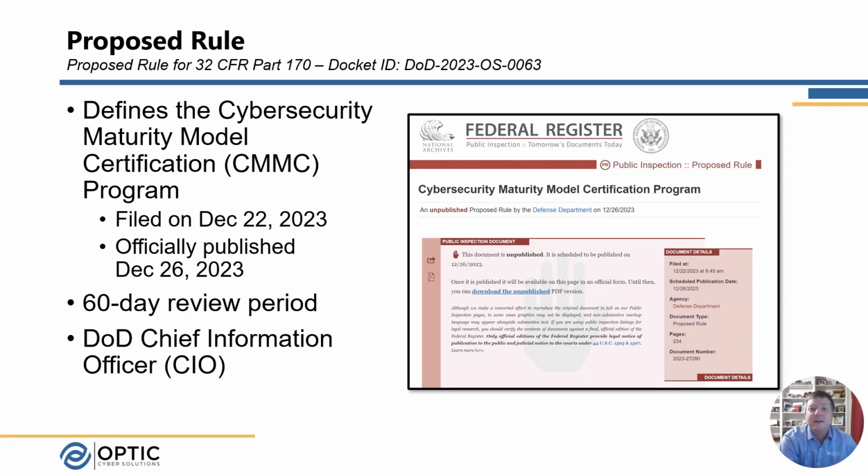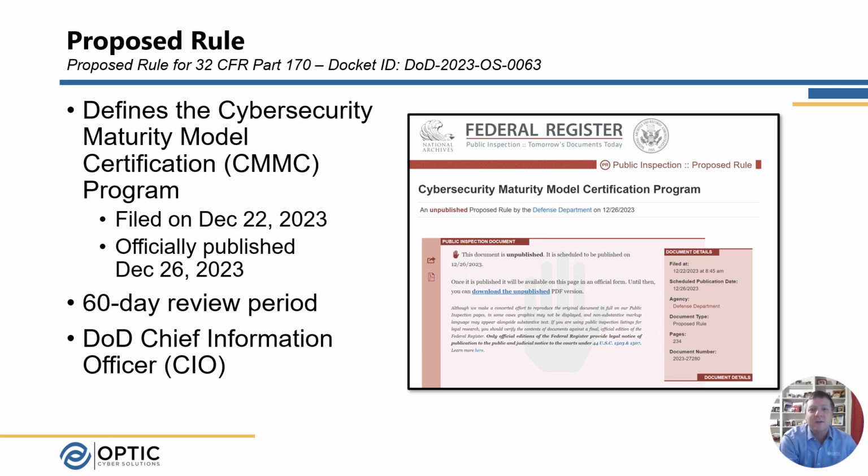On December 22nd, the DoD CIO office filed the CMMC rule with the Federal Register and identified an intent to have it published on December 26th. This is the next milestone date in getting the CMMC rule finalized. So as of December 26th, the CMMC rule will be available for public comment. The public comment period will last for 60 days, ending near the end of February.